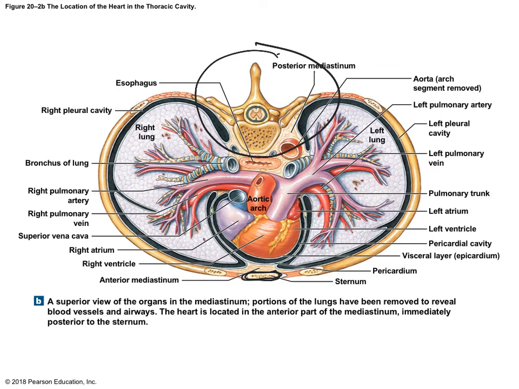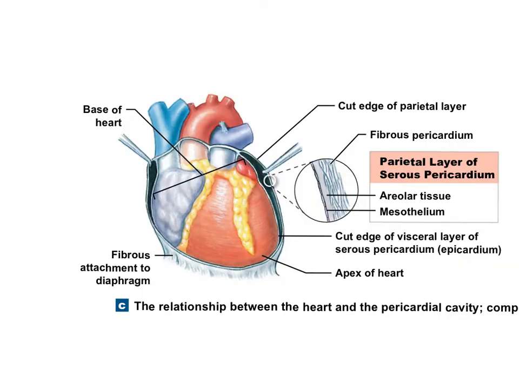And then this is where the heart is sitting. It sits right behind that breastbone. So we know that's where we usually do heart compressions when you're doing CPR. And the heart sits in the pericardial cavity, and it's underneath this pericardium.